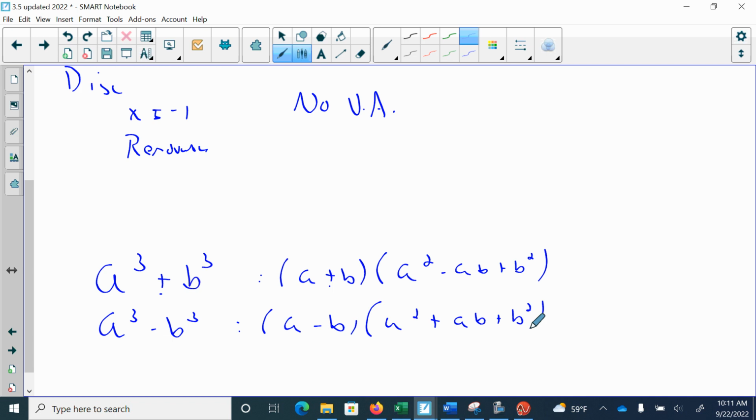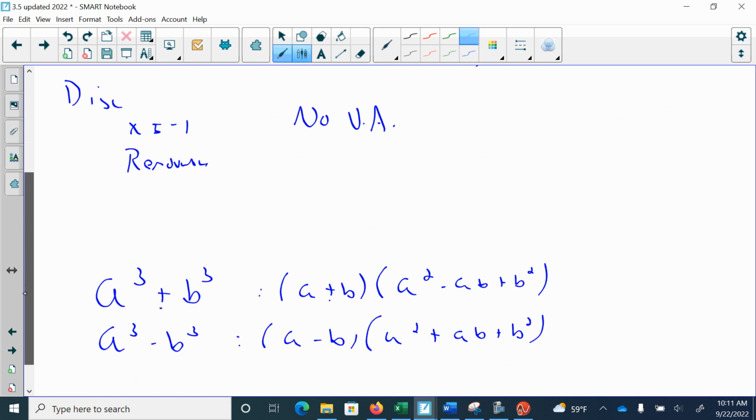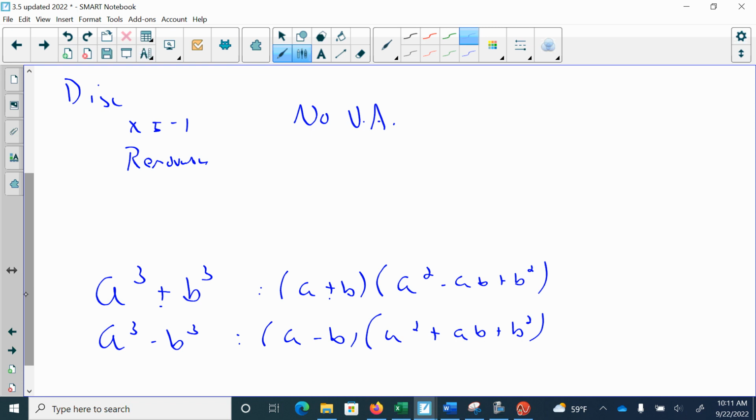I remember that. So there's no vertical asymptote. There's no vertical asymptote if you do not have a discontinuity that's not removed.